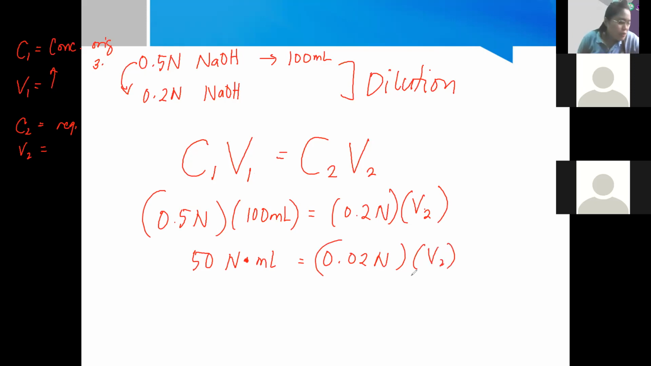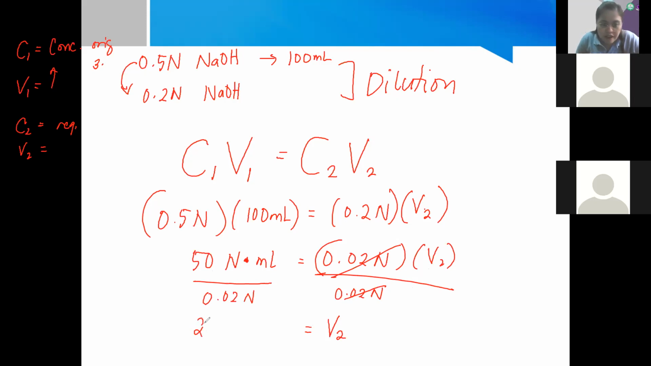And then since this is multiplication, we don't do transposition here. Instead, we divide both sides with the 0.2 N to isolate the V2 there. Hindi ko na siya baliktarin ha, dyan na si V2. 50 divided by 0.2 is 2,500 ml. Okay, you cancel the normality. So you will be left with 2,500 ml na volume.